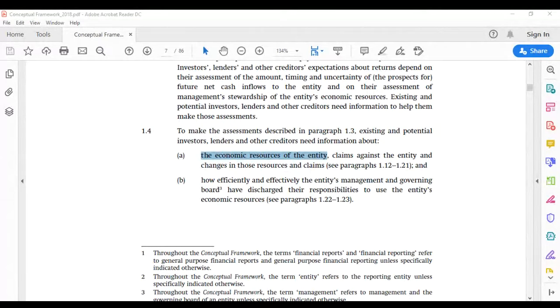Assets, there we go, Marcy. Assets, right. So we can already see where this is going. They are telling us we need to supply to those users of the financial statements, we've already given them names, what they are, potential and existing investors and so on, information about the economic resources. So now we know where this is going. This is going towards assets.